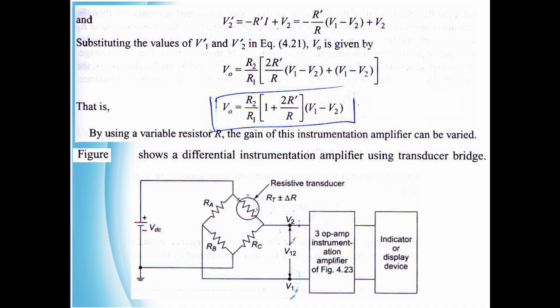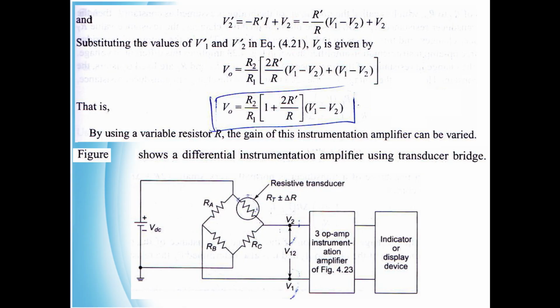Substituting the values of V1 dash and V2 dash in the above equation, we get V0 equal to R2 divided by R1 multiplied by 2R dash divided by R multiplied by V1 minus V2 plus V1 minus V2. That is, V0 equal to R2 by R1 into 1 plus 2R dash divided by R, multiplied by V1 minus V2. By using a variable resistor R, the gain of this instrumentation amplifier can be varied.